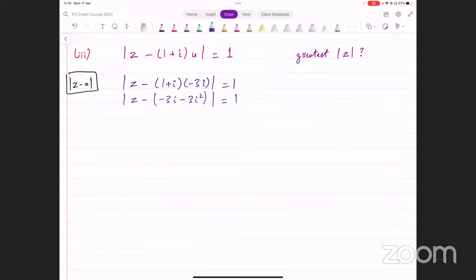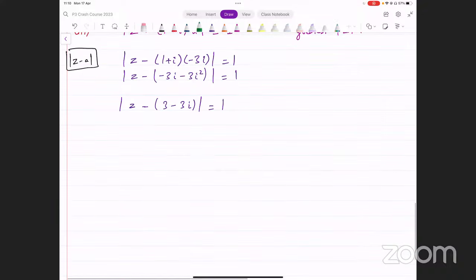Now simplify this, and this would give us z minus, keep this in bracket, minus 3 iota square, minus iota square is minus 1, so it becomes plus 3. We have 3 minus 3 iota inside, that equals 1. So what do you understand from this statement? This means the distance of z from the point 3 minus 3 iota is equal to 1. That is what this statement means.